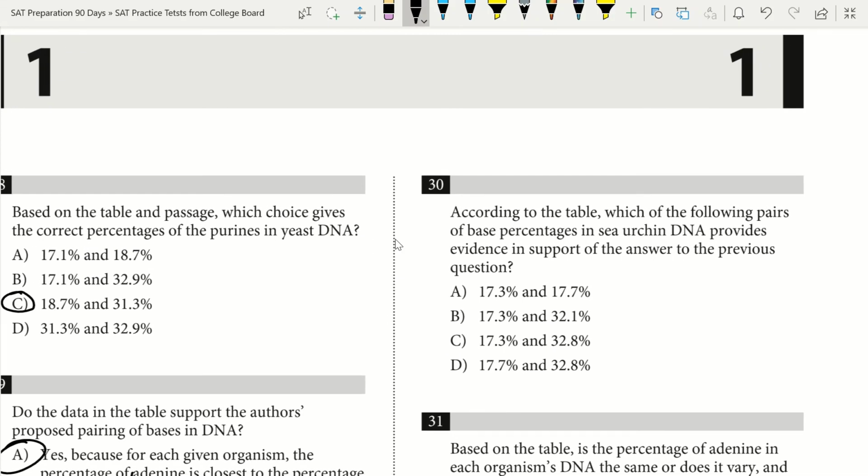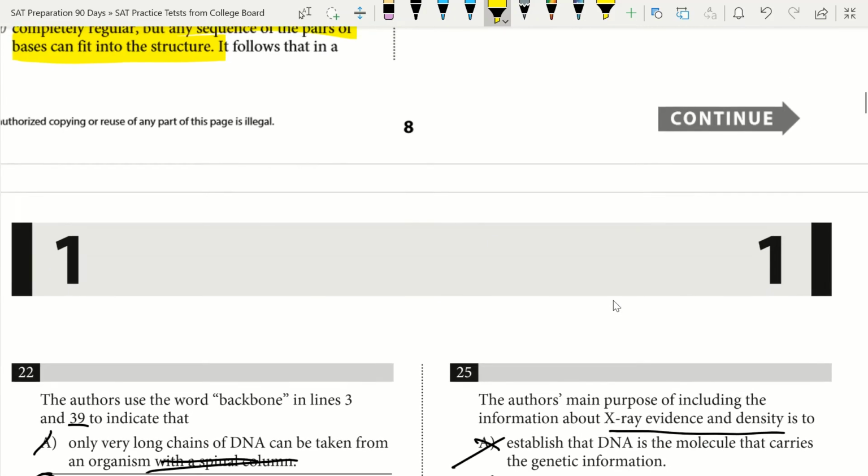According to the table, which of the following pairs of base percentages in sea urchin DNA provides evidence in support of the answer to the previous question? All right, so in our previous question, we talked about how adenine was bonding with that thymine and that guanine was bonding with that cytosine, right? And how that supported that those two are complementary strands and that we have a two-stranded DNA. So what provides the best support to our previous question? So we've got two percentages, and we need to find which base pairs are the percentages we want. So we're looking for a guanine with a cytosine or an adenine with a thymine for sea urchins.